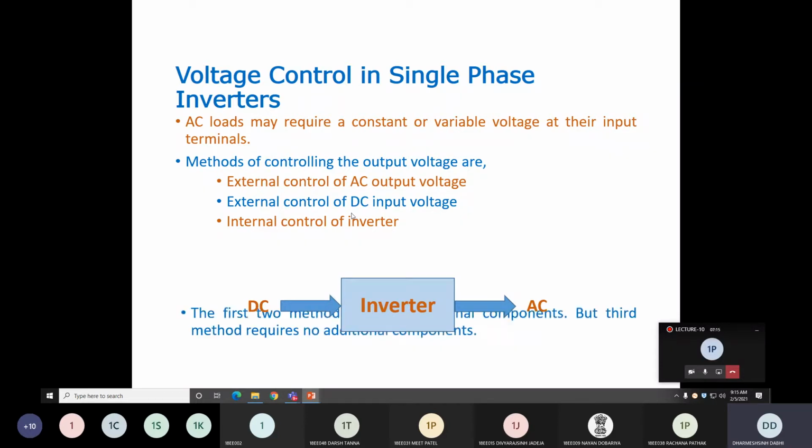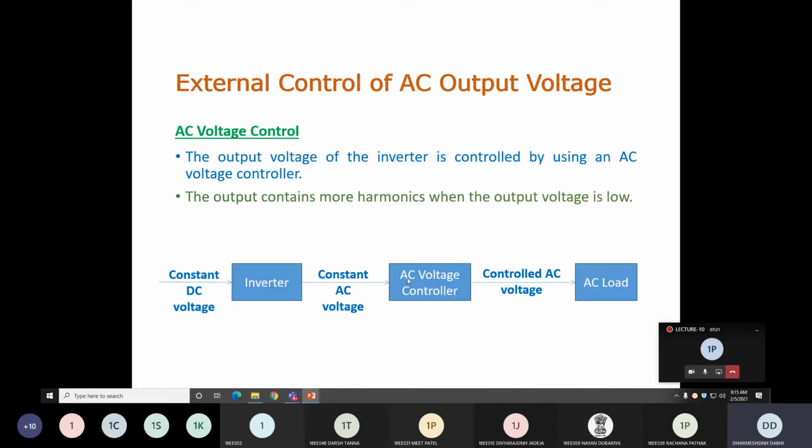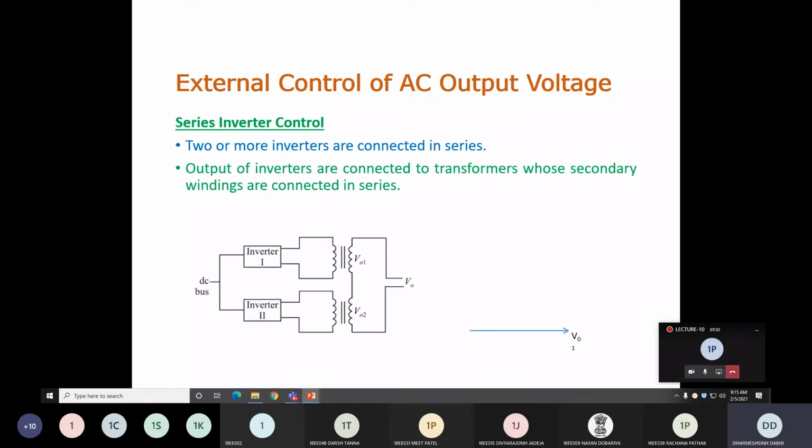External control of AC output voltage: the first method is AC voltage control, in which we require an AC voltage controller to control the output voltage. Now the second method is the series inverter control, in which we require two or more inverters, and the outputs of these inverters are connected in series by using transformers. The phase angle between the two output voltages of these inverters decides the resultant output voltage at the input side of the load.